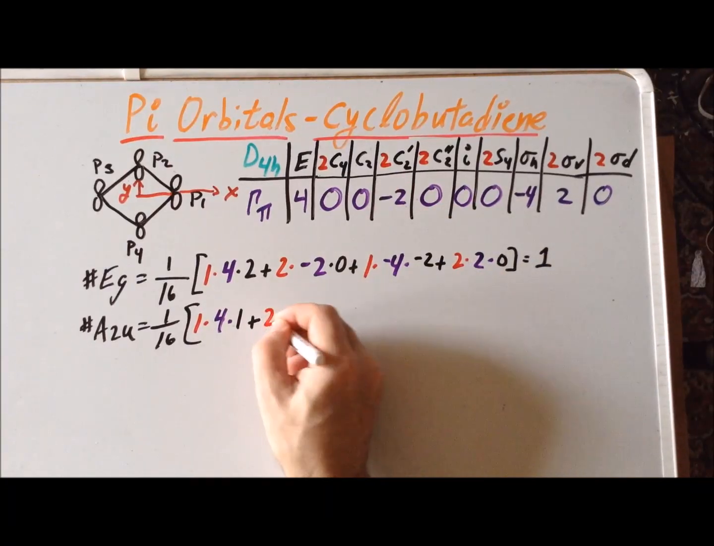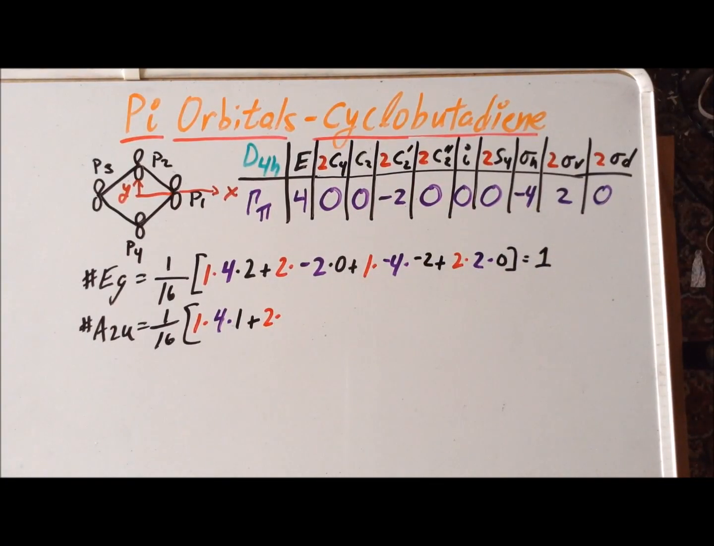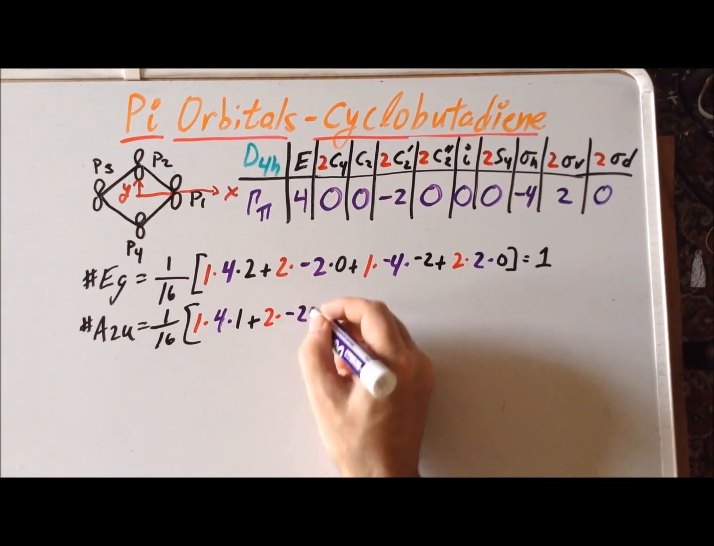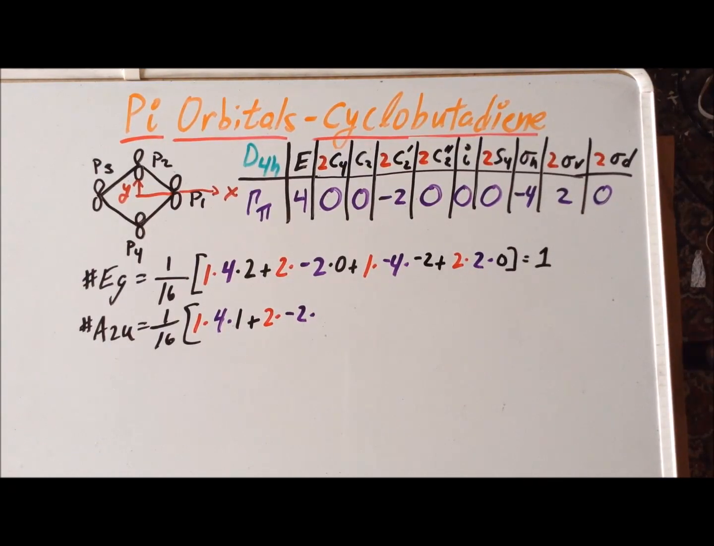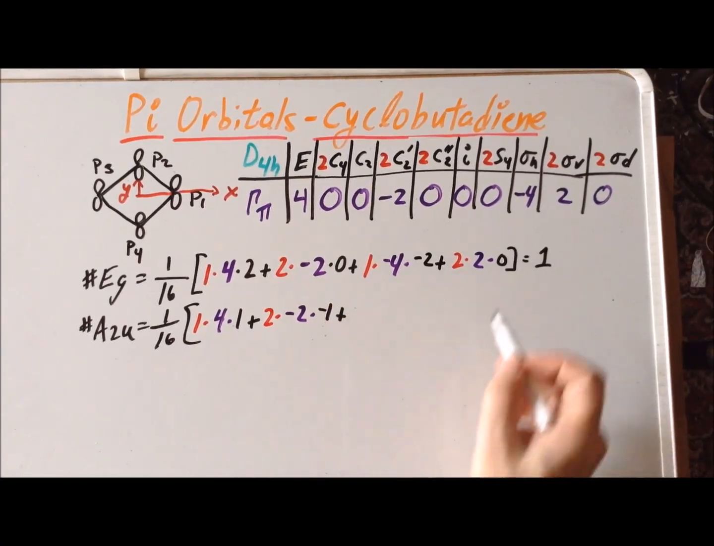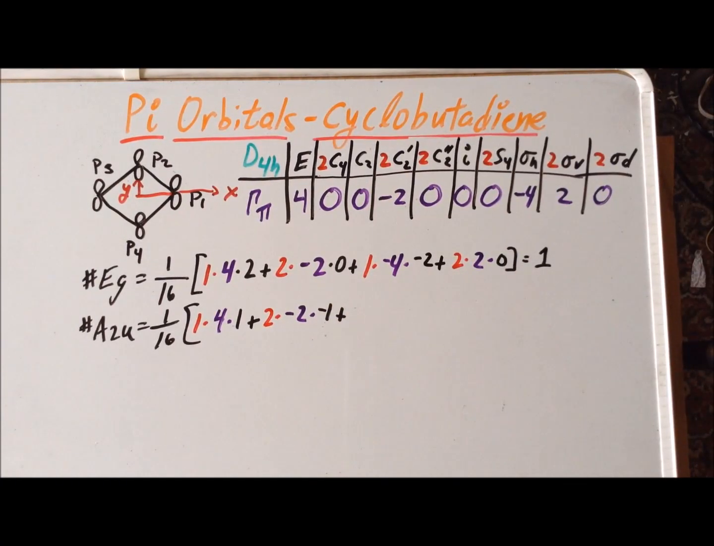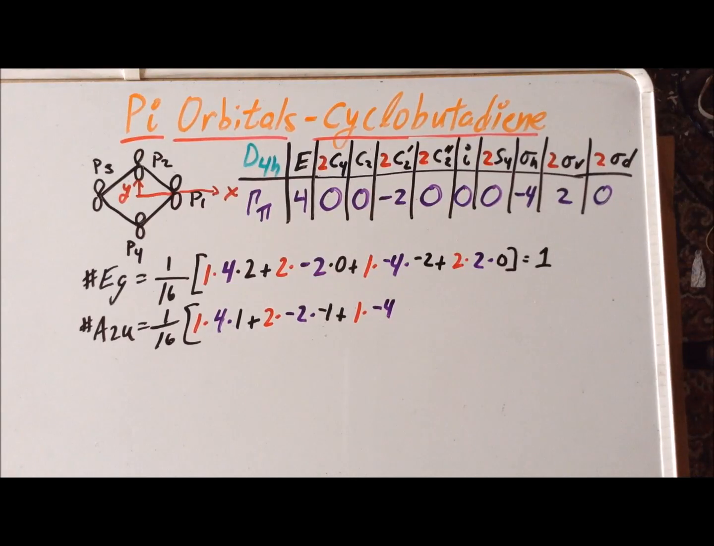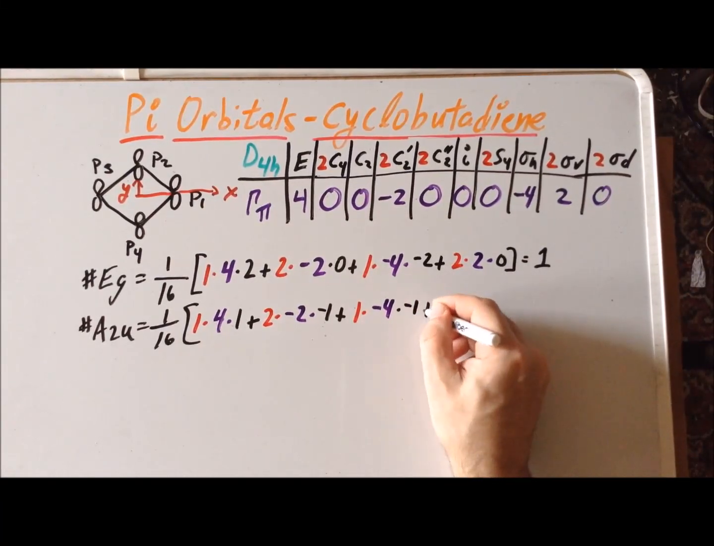For C2 prime, there are 2 operations. The character from the reducible representation is a -2. And the character from the irreducible representation is a -1. Now for sigma h, there is 1 operation in the class. The character from the reducible representation is a -4. So notice that we've color-coded these different factors. And then the character from the irreducible representation is a -1.